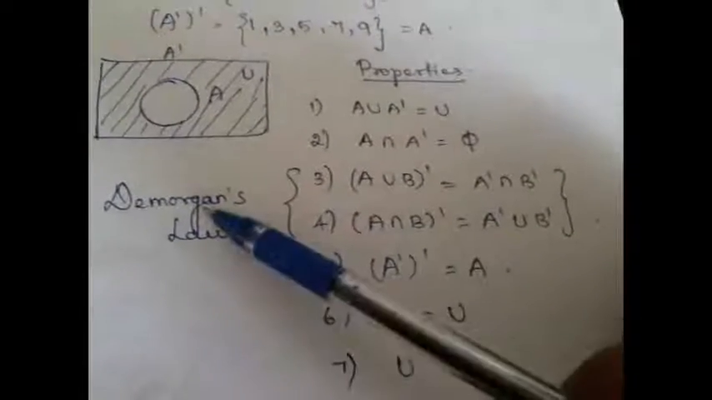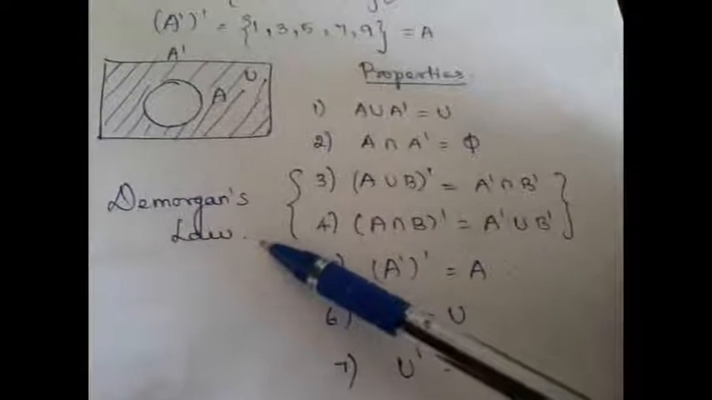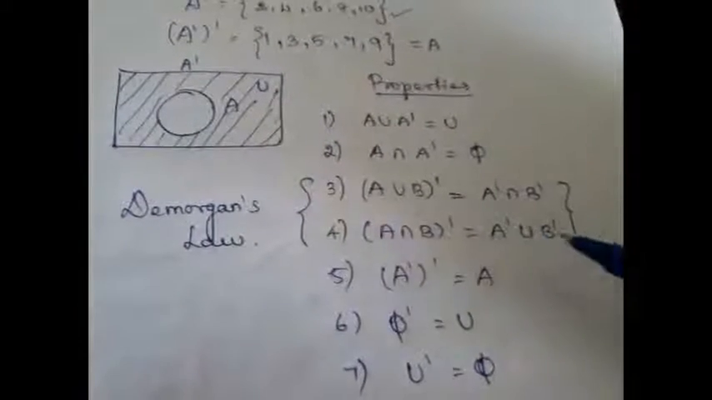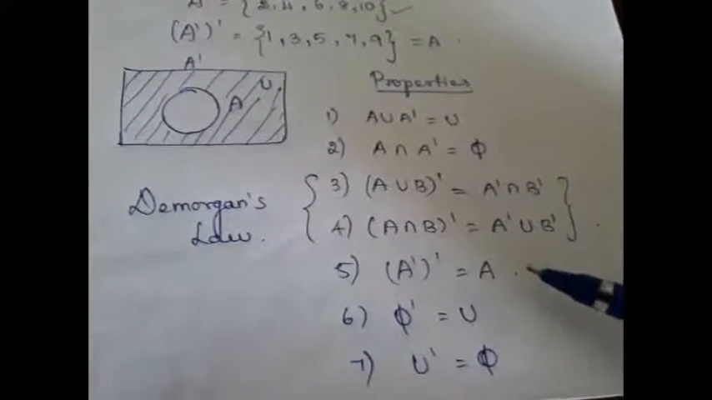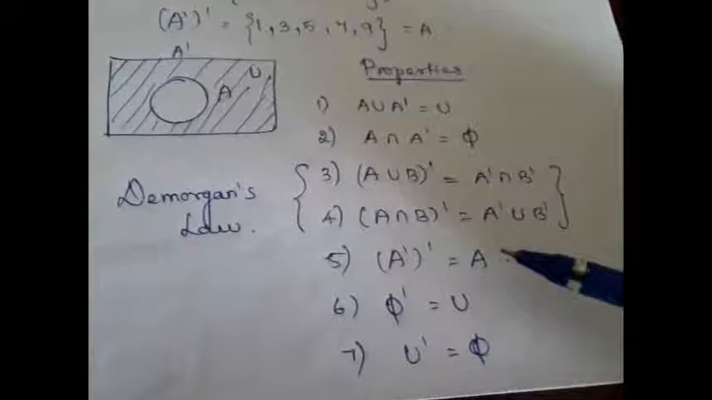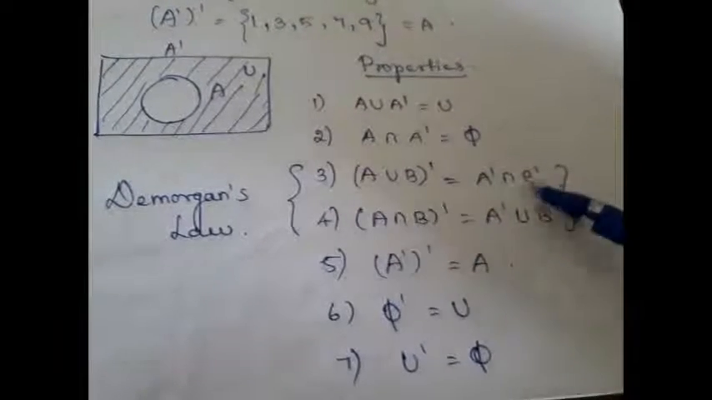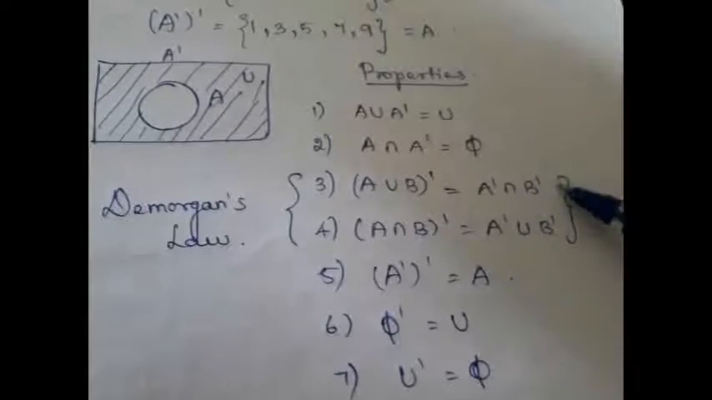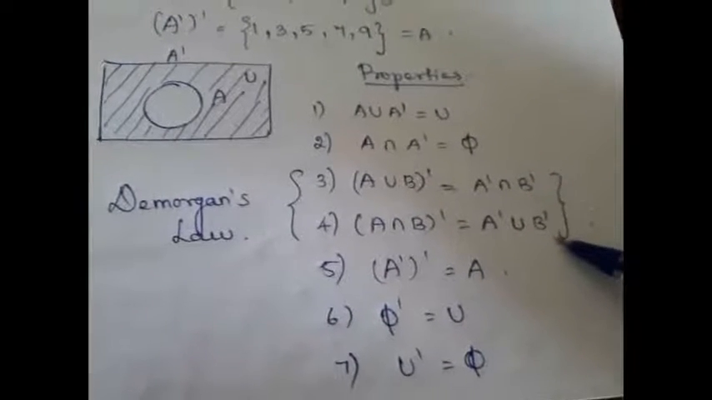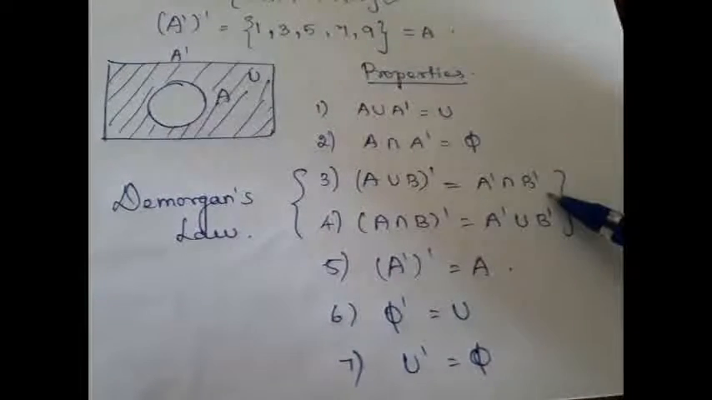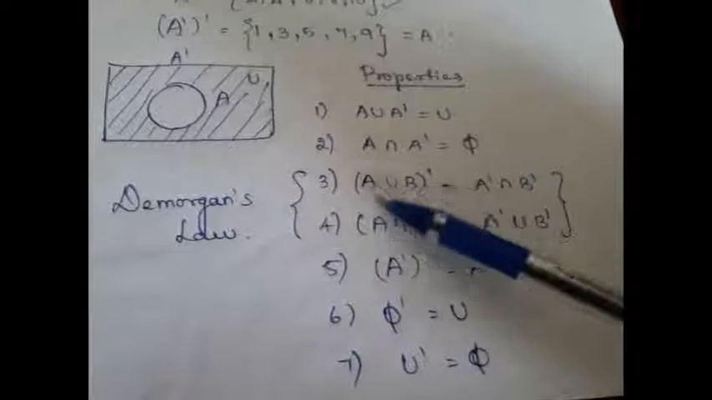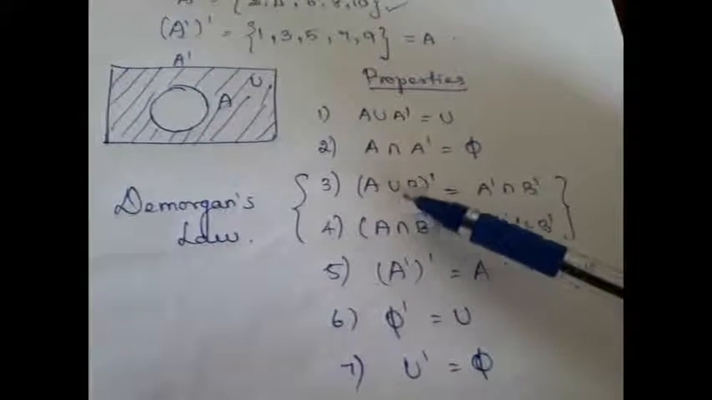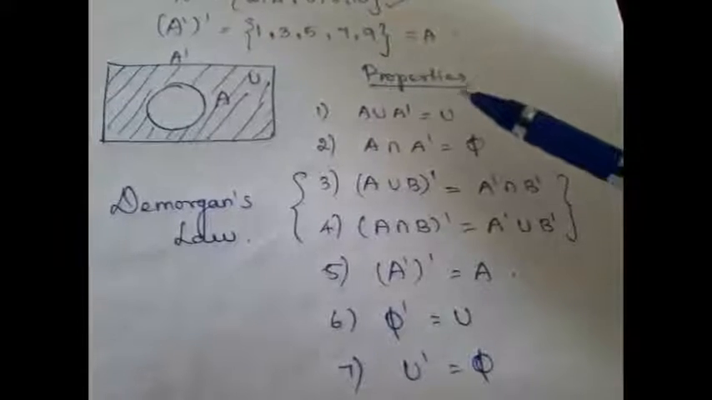These two laws are called De Morgan's laws. You may come across a problem saying, prove De Morgan's law for the given sets, which means you have to state this law and verify it for the given question. This can be verified even using a Venn diagram. First, find what is A union B, represent it using a Venn diagram, and then find what is A union B the whole dash. Leave it aside.